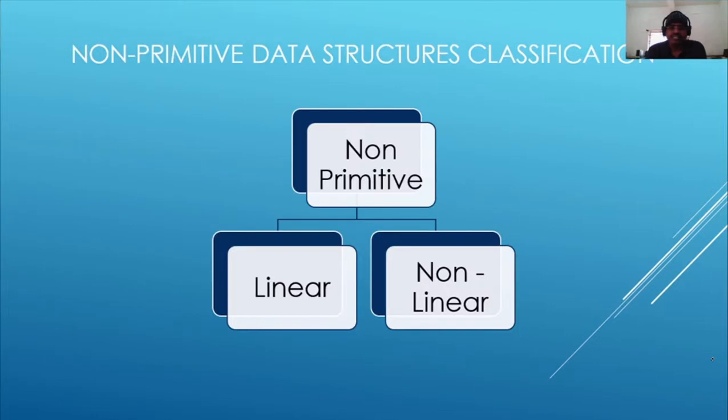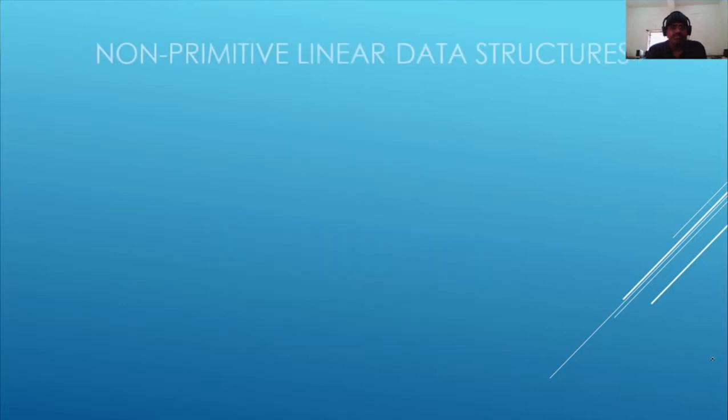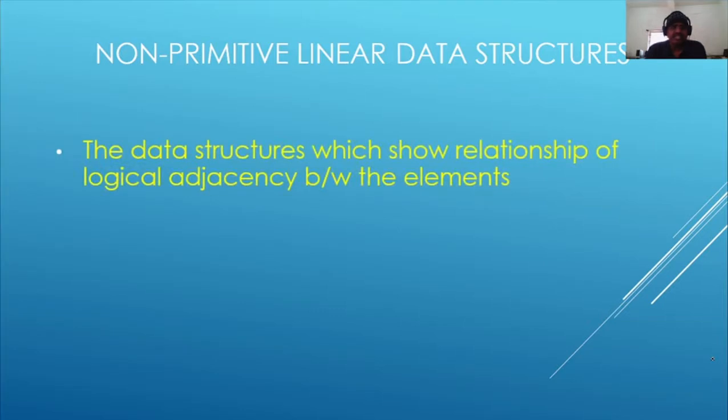Non-primitive data structures are further classified into two types. One is linear, another one is non-linear. So we will see in detail what we mean by linear and what we mean by non-linear data structures. Non-primitive linear data structures are the data structures which show the relationship of logical adjacency between the elements. Such a type of data structures, we are going to call non-primitive linear data structures.